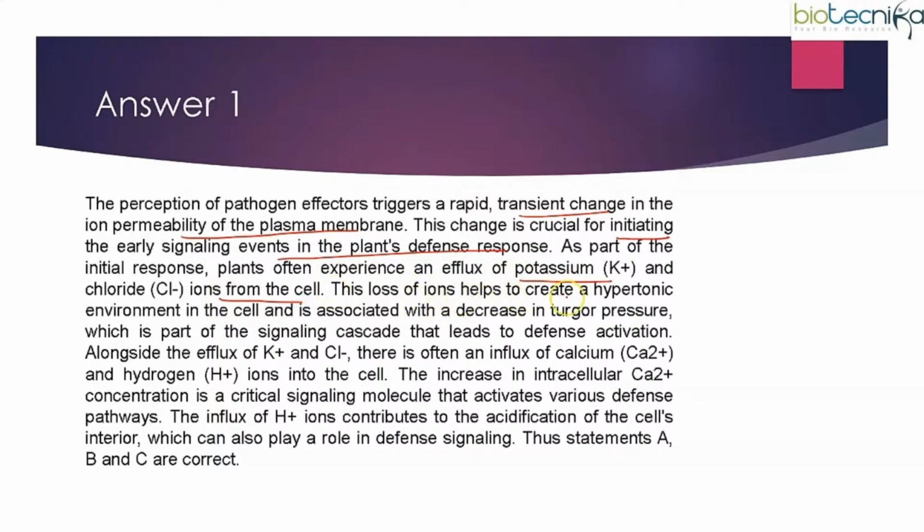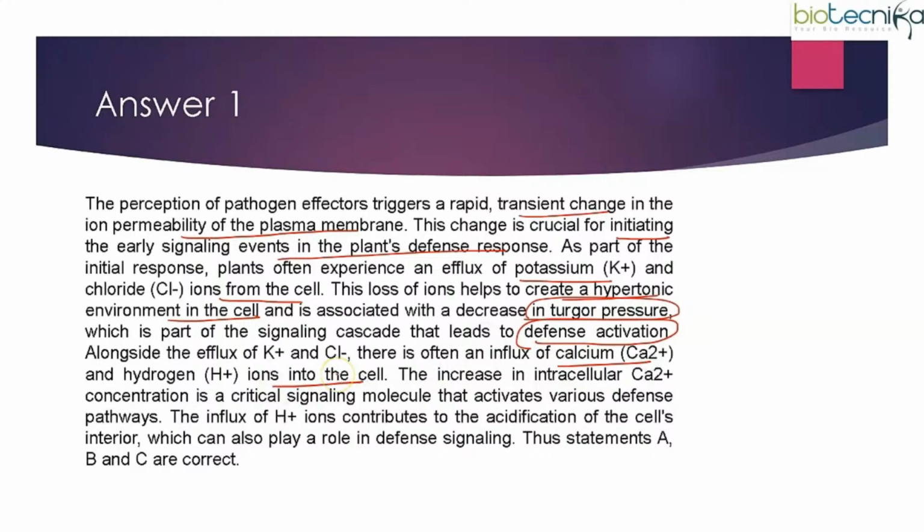This loss of ions helps to create a hypertonic environment in the cell, because ions are getting lost, so water will also get lost. So there is a hypertonic environment in the cell, associated with a decrease in turgor pressure. So turgor pressure decreases. This is a part of the signaling cascade, which will lead to defense activation. Along with the release of potassium and chloride, there is an influx of calcium and hydrogen ions into the cell.